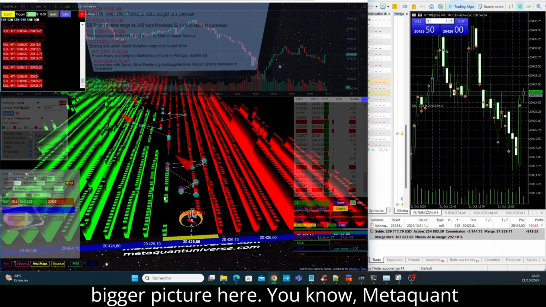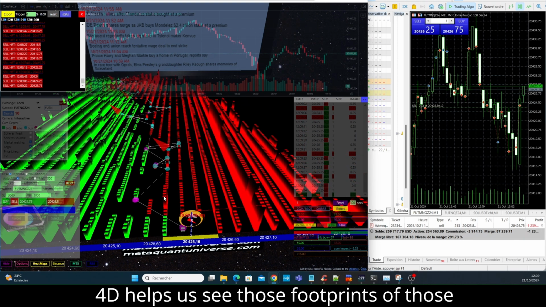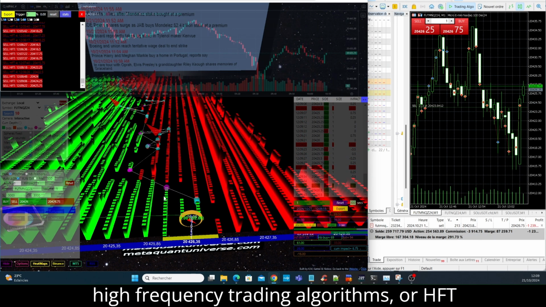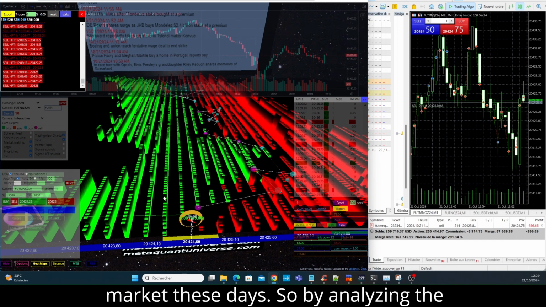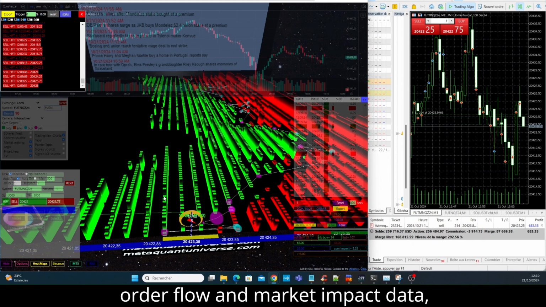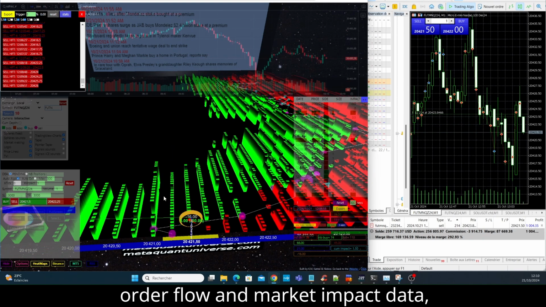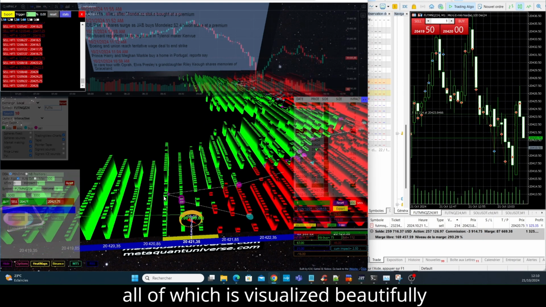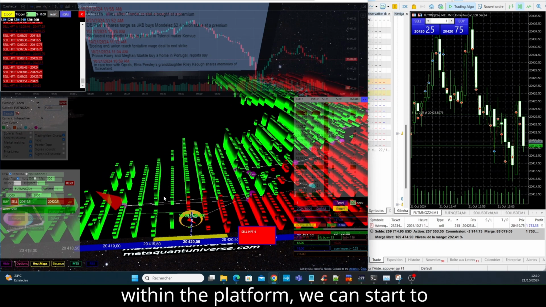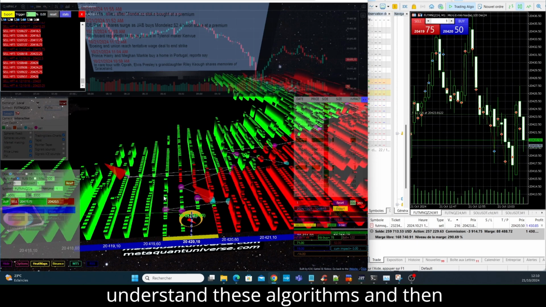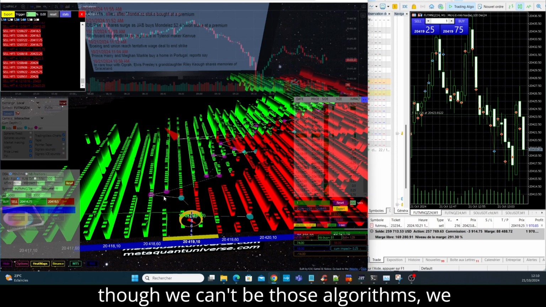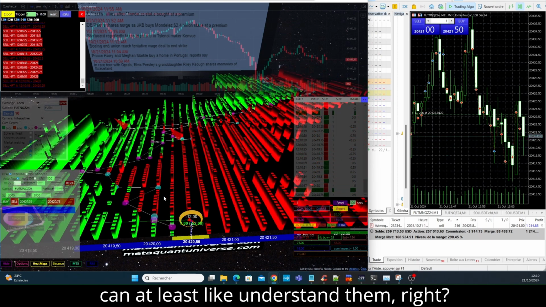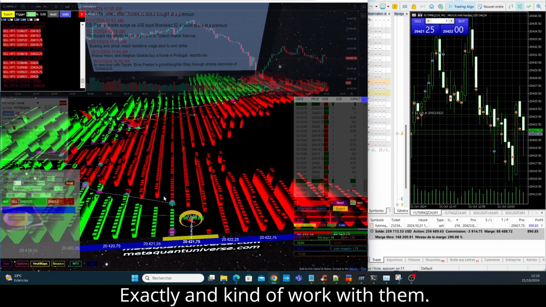MetaQuant 4D helps us see the footprints of high-frequency trading algorithms, or HFT as they're called, which dominate the market these days. By analyzing the order flow and market impact data, all of which is visualized beautifully within the platform, we can start to understand these algorithms and then adapt our strategies accordingly. So even though we can't be those algorithms, we can at least understand them. Right, exactly, and kind of work with them.